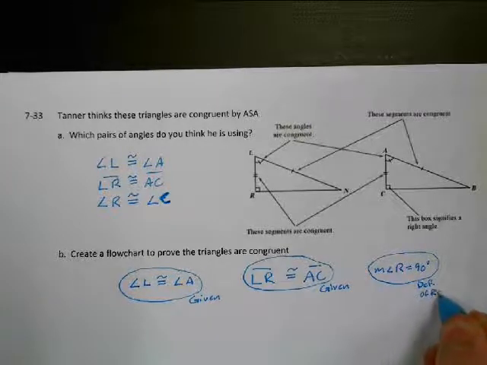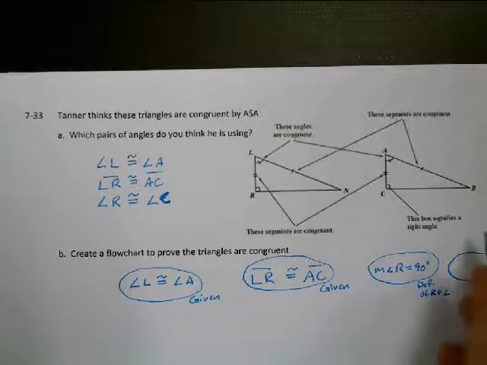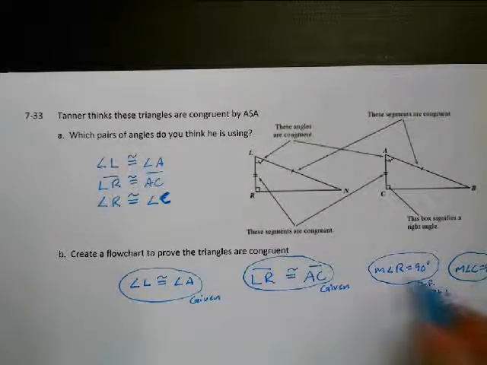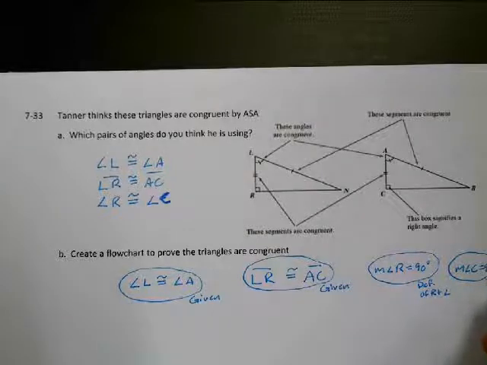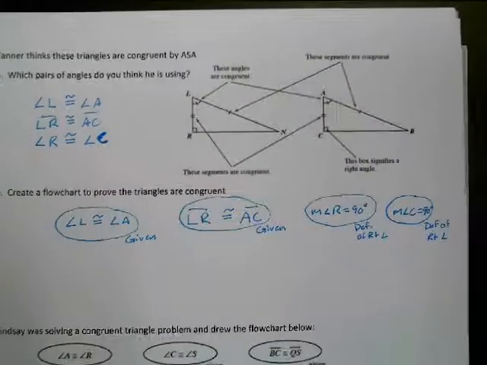And then I also know that the measurement of angle C is 90 degrees. For the same reason, definition of right angle. I really didn't plan out how I'm writing this very well, did I? I apologize. All right, so let me zoom this up a little bit. There you go, a little bit better.